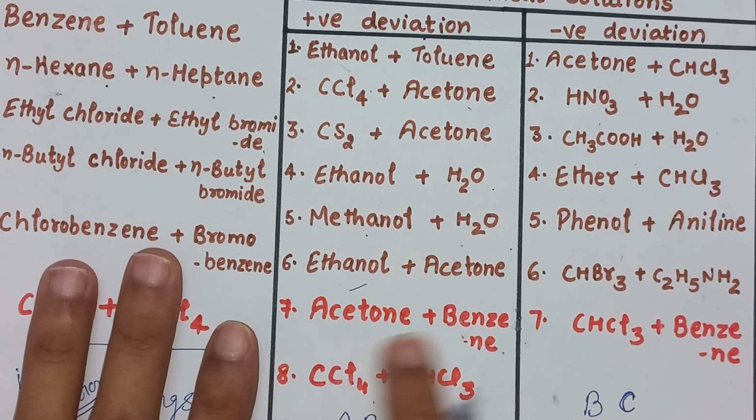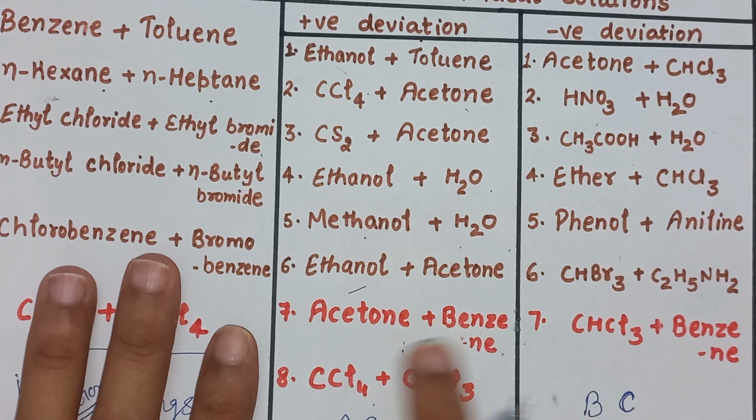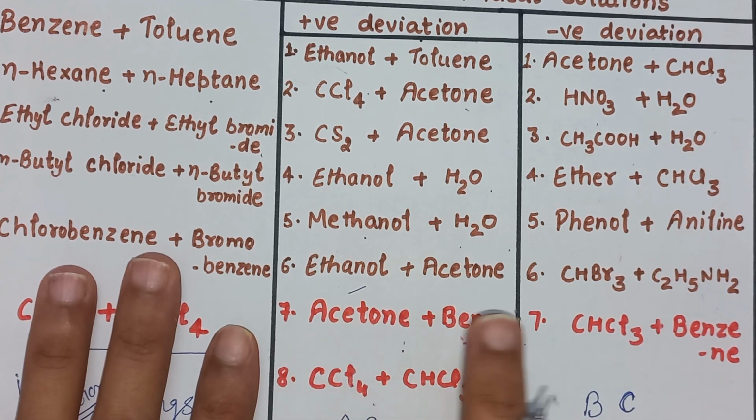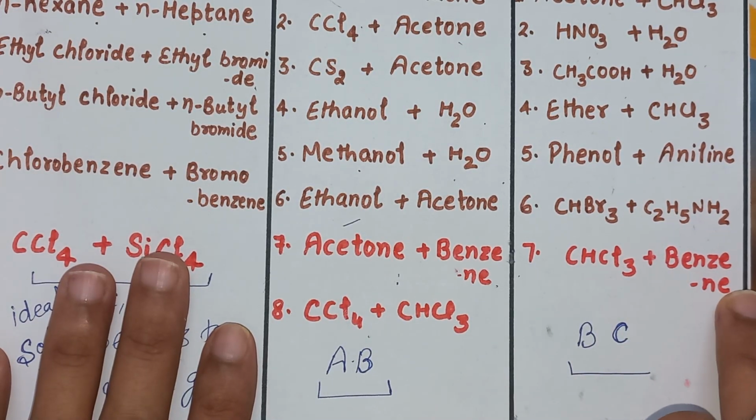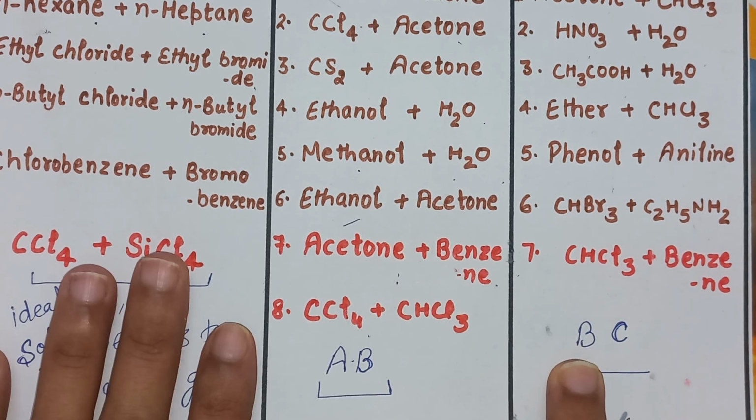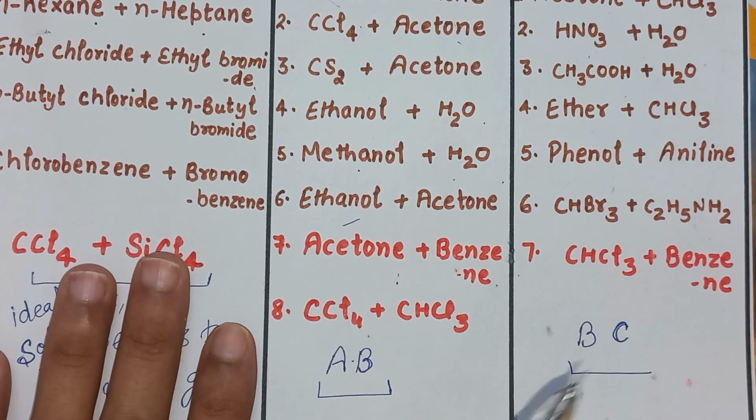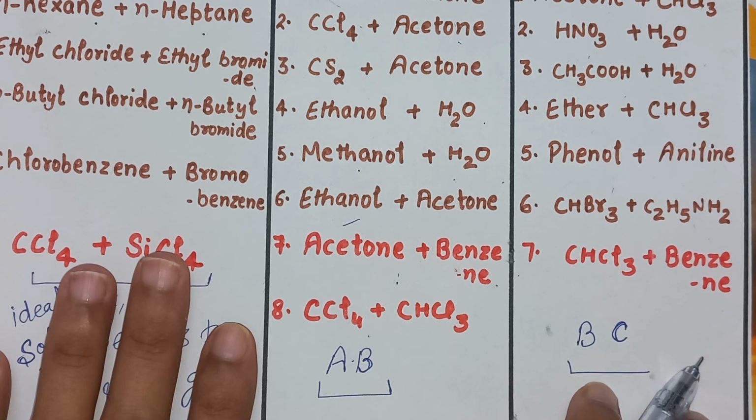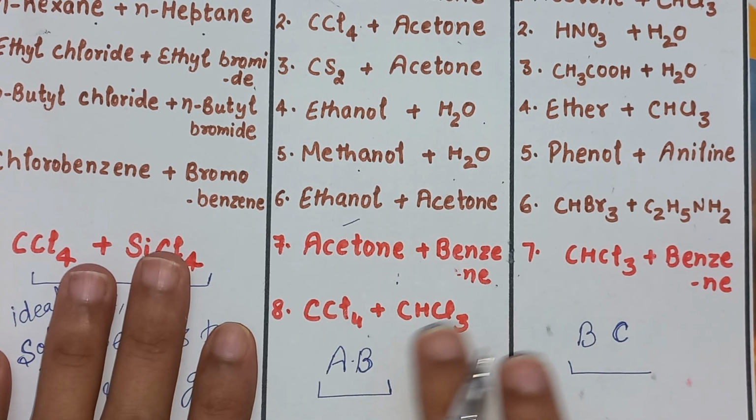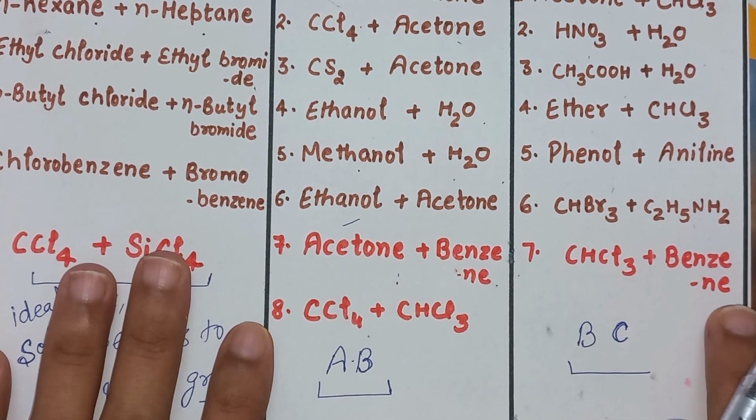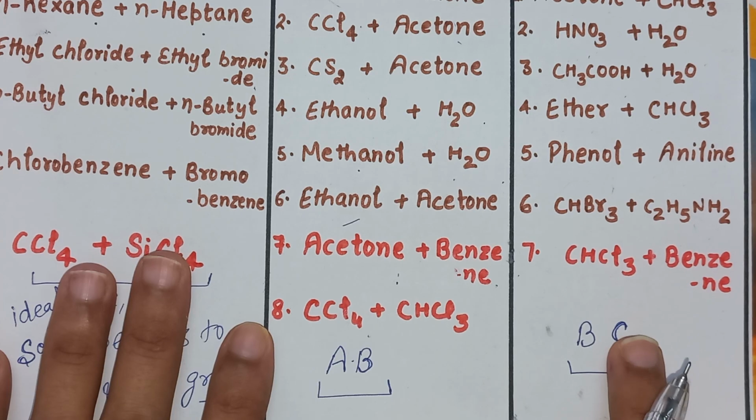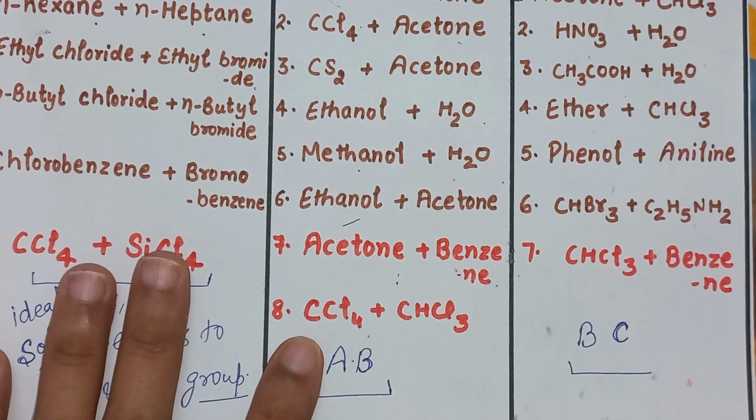Okay, these two exceptions we can learn by using their initials. If we have acetone plus benzene, means that AB, so we can use the initial AB. In case of chloroform plus benzene, we have the benzene initial B and chloroform initial C, so we can learn them by using the initials as the AB and BC. So these are the exceptions which shows the positive deviation from the ideal behavior, and the chloroform plus benzene combination that shows the negative deviation from the ideal behavior.